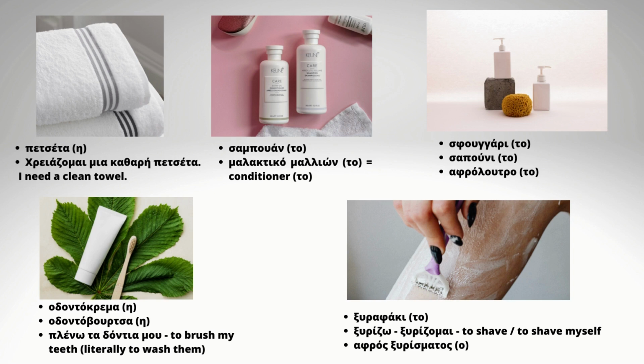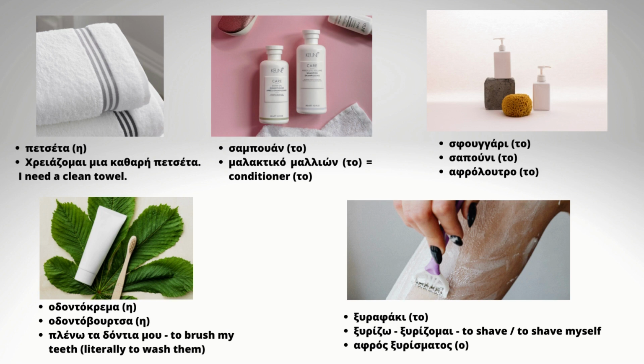The next word is to sapouni. We already saw that one. To sapouni. This is the soap in Greek. And the last one, for shower gel, is to afrolutro. To afrolutro. We use it to wash our bodies.